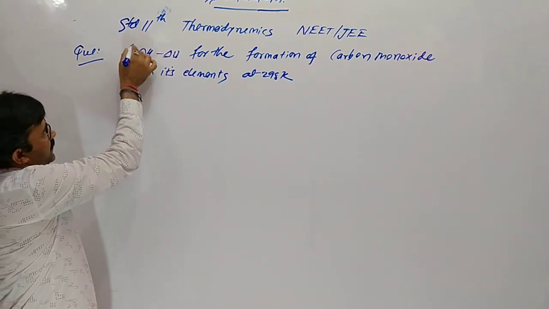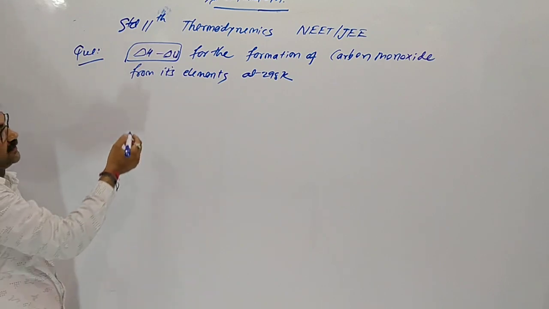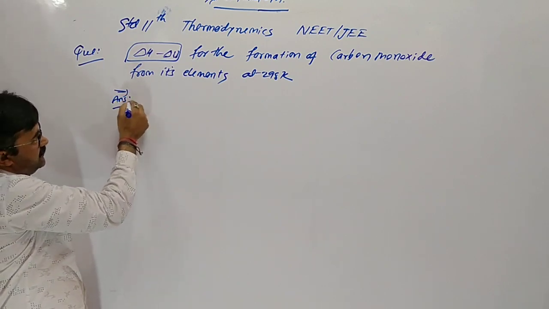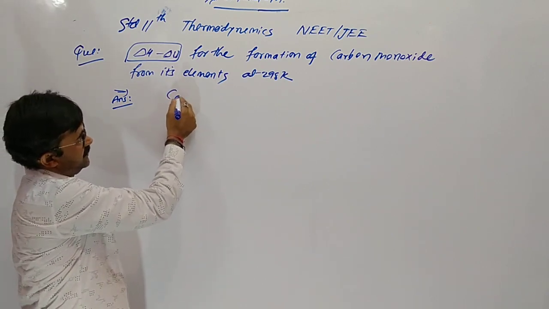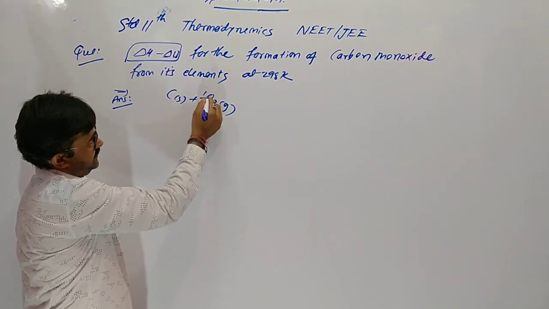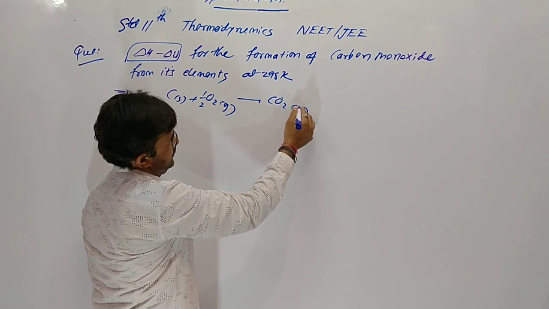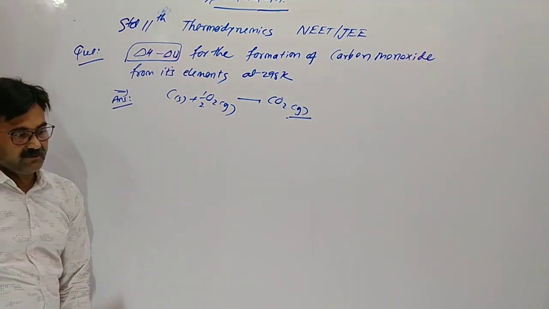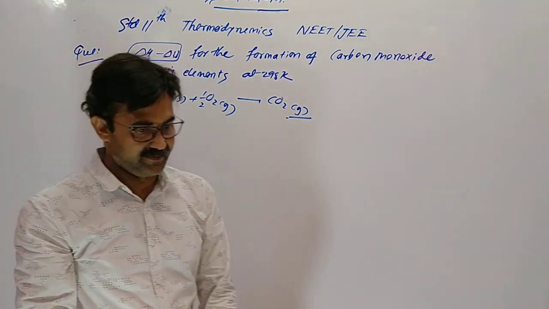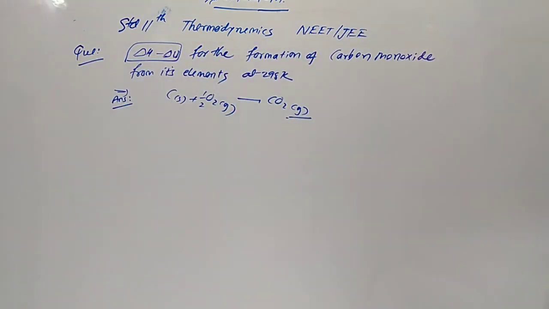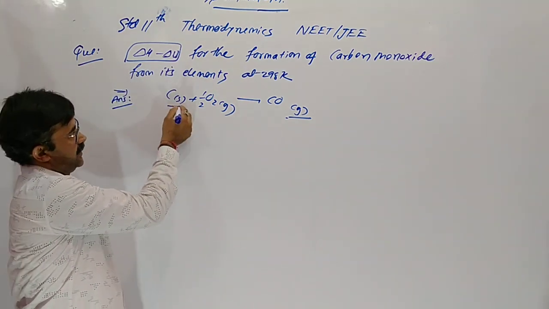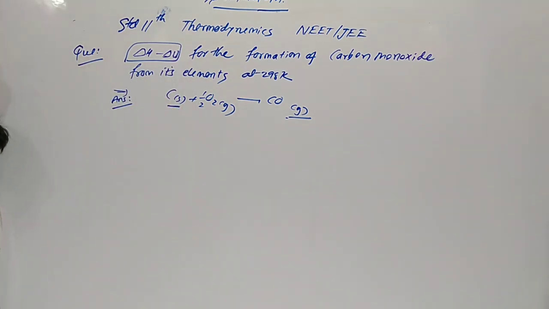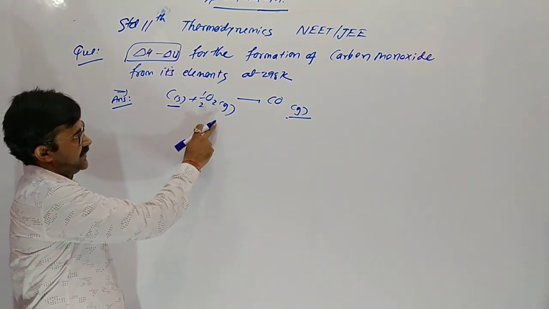Here we have to find the value of delta H minus delta U, but the reaction is not given. So first we have to make a reaction from the description. Carbon combines with oxygen. It gives CO2 gas. Now store in your mind: carbon dioxide is in gaseous state at room temperature. Carbon monoxide is also gaseous, CO gas. Carbon is in solid state. So C solid, 1/2 of O2 oxygen in gaseous state.